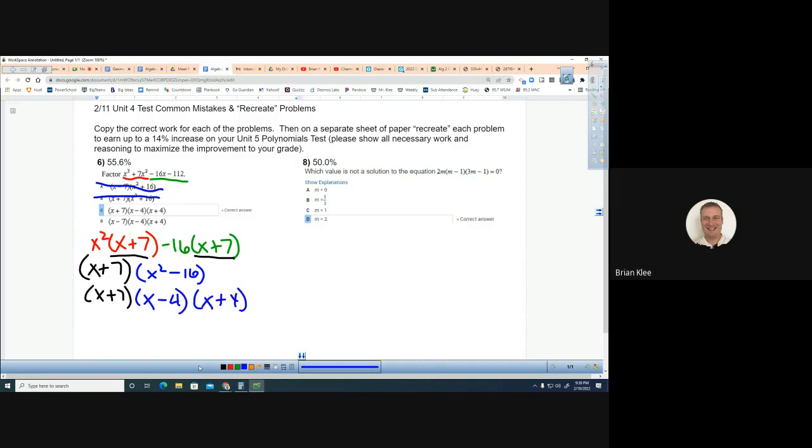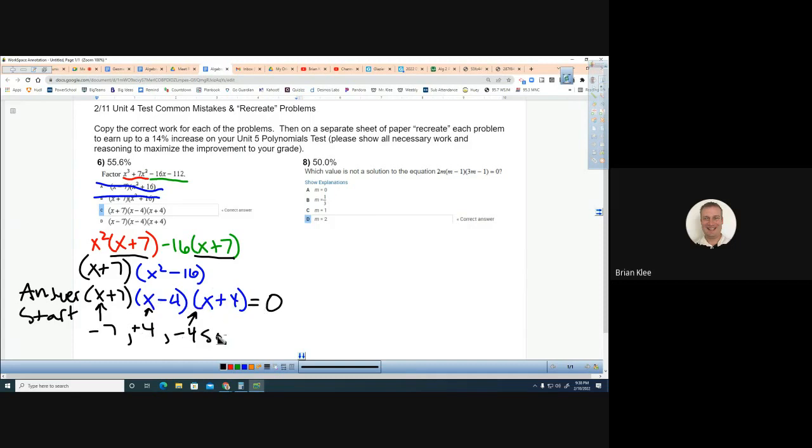And really, this answer is how you start the recreate. We're going to talk about that at the very end. The other thing that we can talk about here in number 6, our solutions are negative 7, positive 4, and negative 4. Because if I put all this stuff equal to 0, negative 7 plus 7 is 0, 4 minus 4 is 0, negative 4 plus 4 is 0.